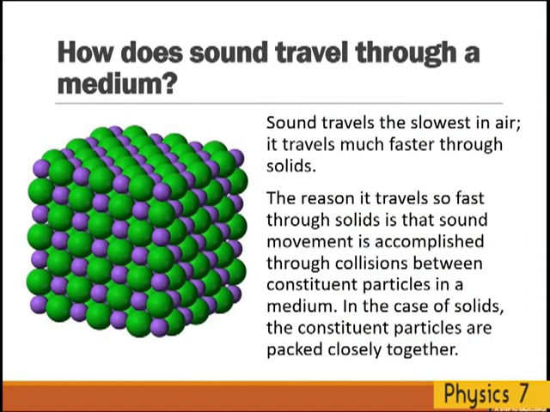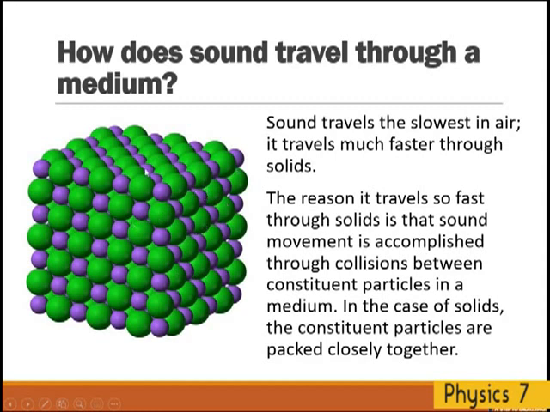So this now brings us to the question of how sound waves travel through a medium. And again, this is really just going over what we've already looked at in Unit 7.1. But just to summarize, sound travels at a slower rate in air, but travels much faster through a solid. And we've looked at the reasons why, and this is because as sound travels through a solid, it does so because of the collision between the neighboring particles as they vibrate in the solid medium.